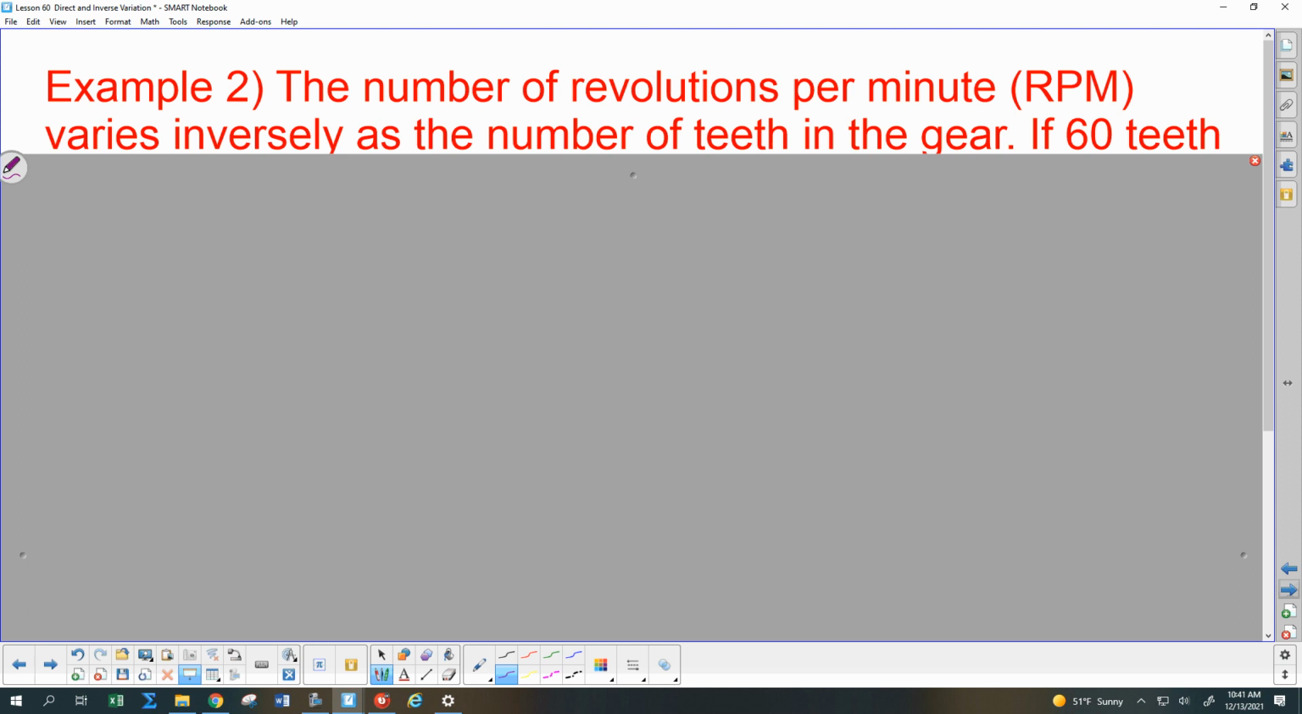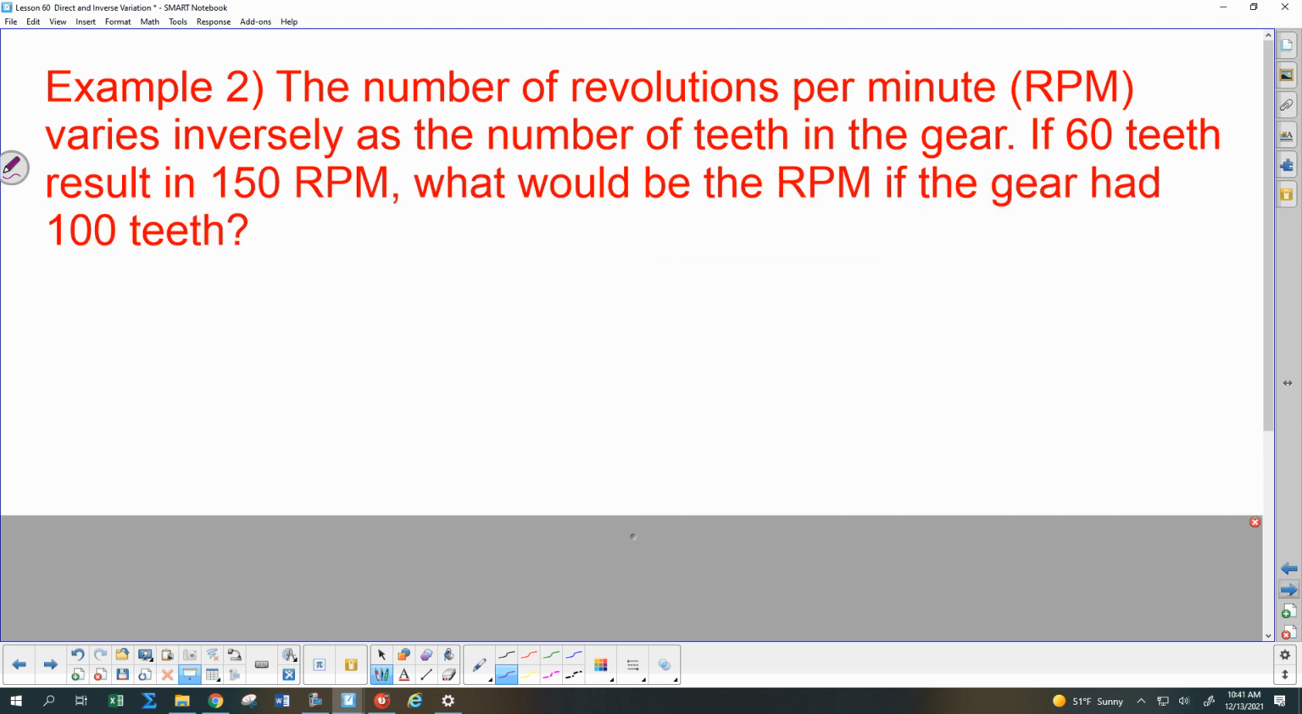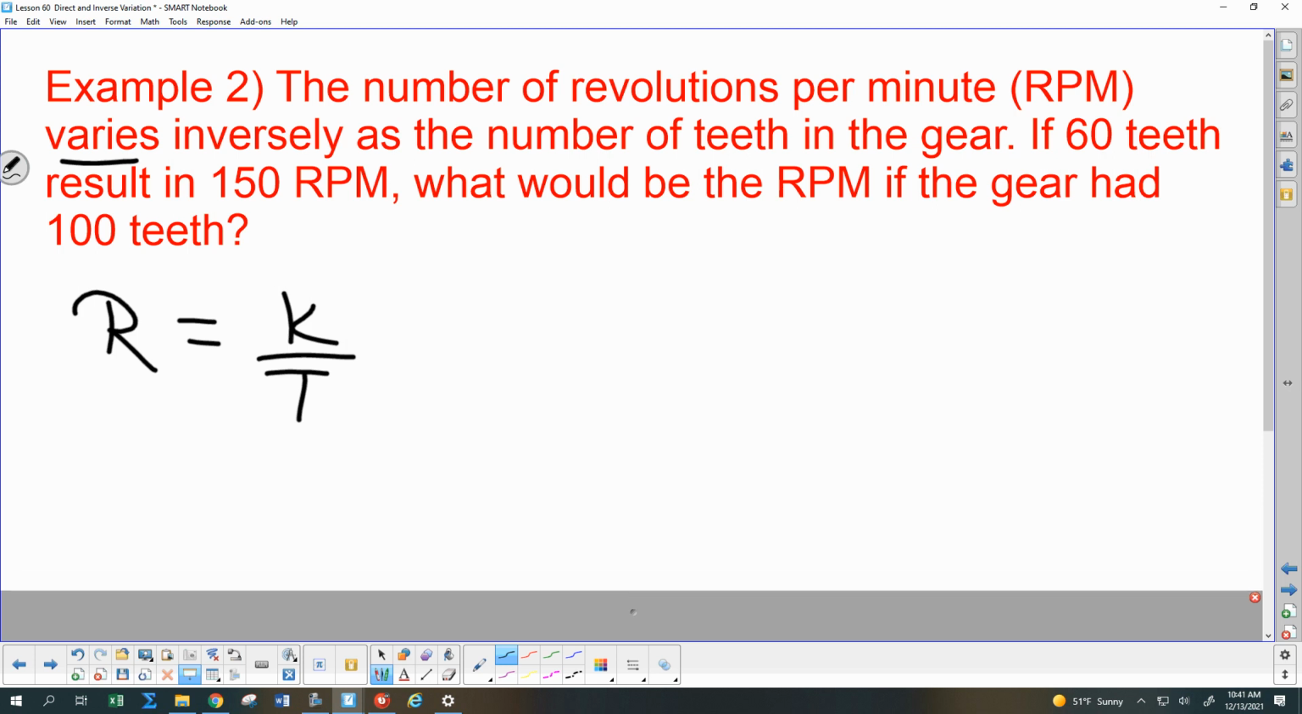So revolutions varies inversely as teeth. We already wrote that down in those practice sentences. We wrote down revolutions is K, because it varies. Inversely meant we divided by the number of teeth in the gear. So then we need to put the 60 in for the teeth. And then we know that R is 150. Multiply both sides by 60.